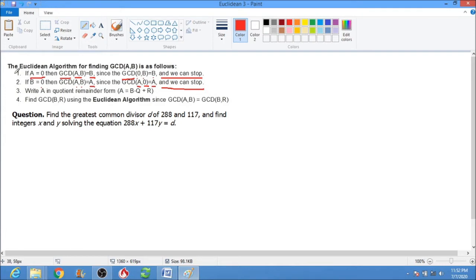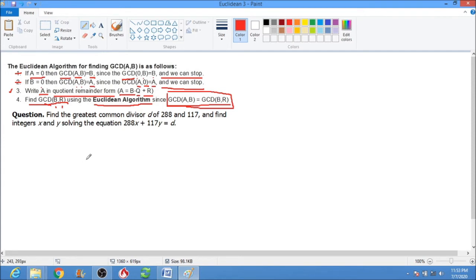If A and B are not equal to 0, then we go to rule number 3. Write A in quotient remainder form, which is A equals B times the quotient plus the remainder. Then find the greatest common divisor of B and the remainder using the Euclidean algorithm, since the greatest common divisor of A and B is also equal to the greatest common divisor of B and R. This rule number 4 has already been explained in your topic 2 lecture notes.